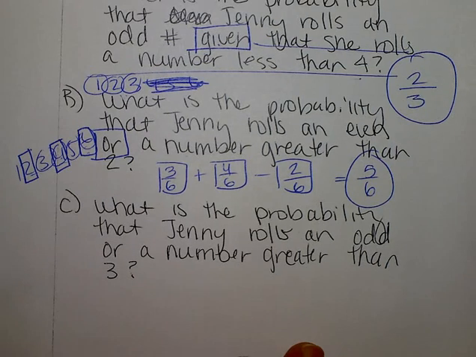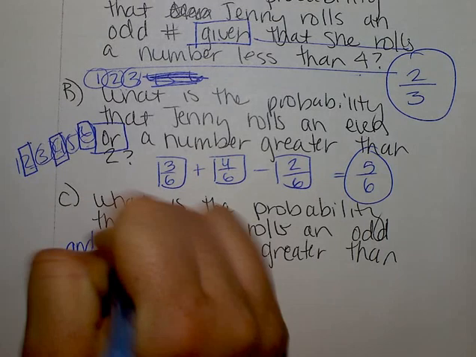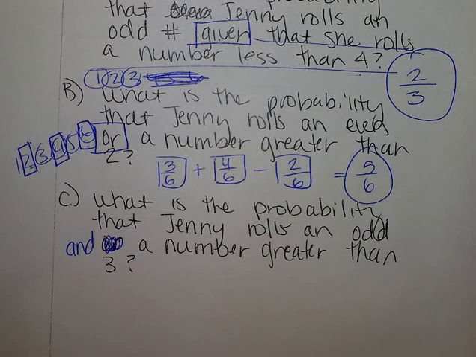What is the probability that Jenny rolls an odd or a number greater than 3? Odd or greater than 3. Let's actually change this. Let's do the one that's and. Let's change this to and since we haven't had it. What is the probability that Jenny rolls an odd and a number greater than 3?